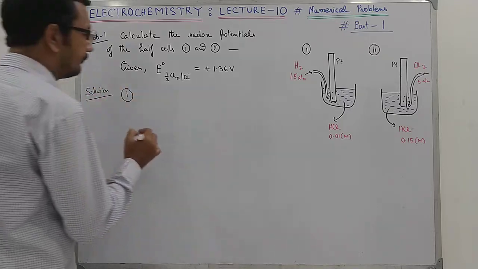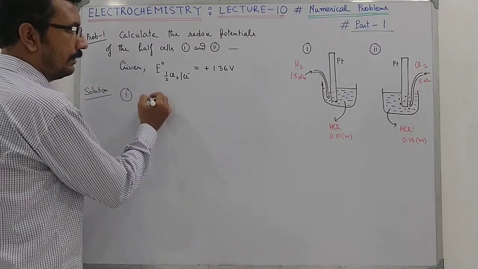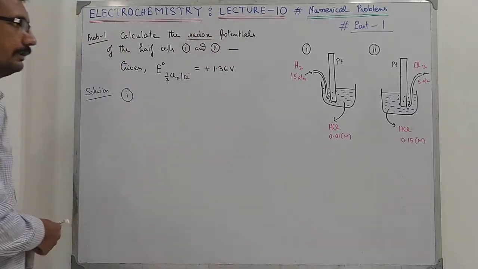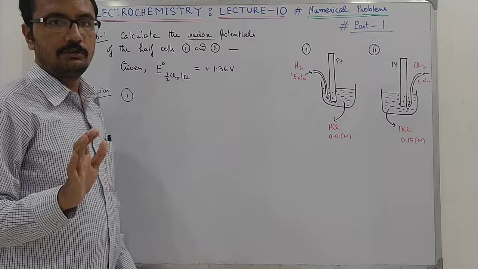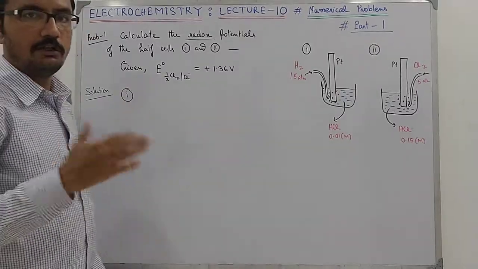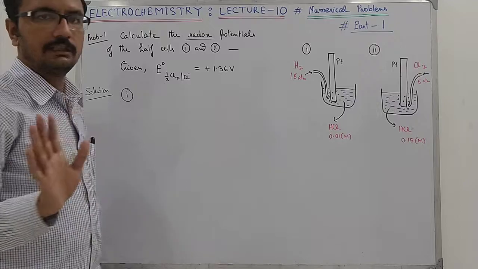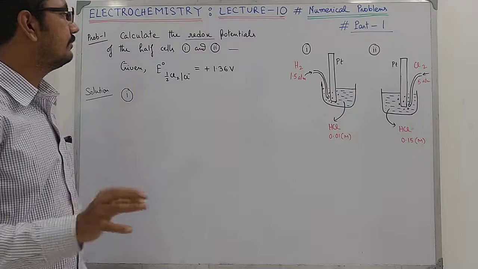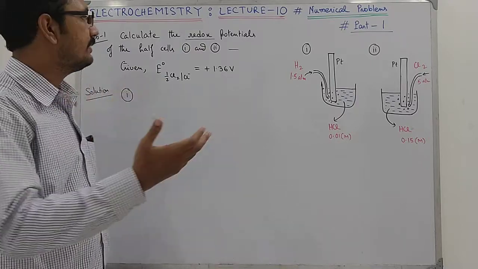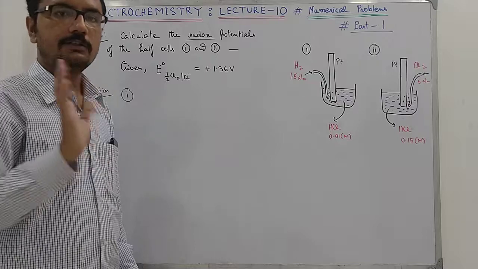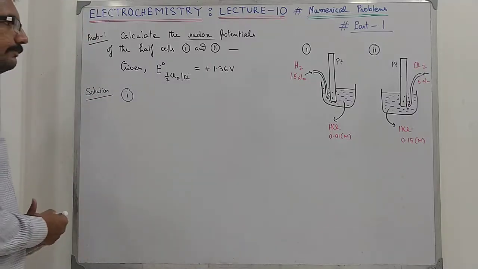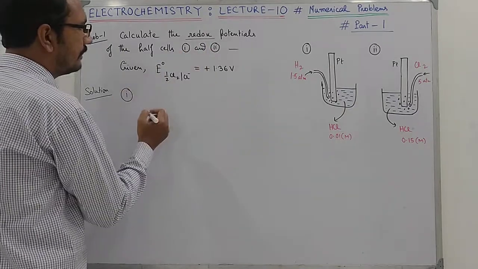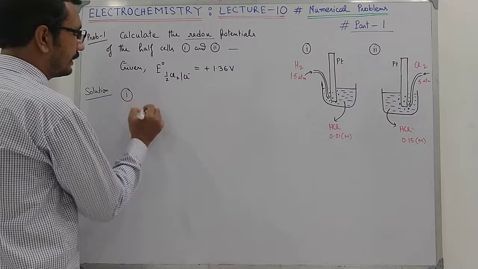So for half cell 1, it is given to calculate the redox potential. It is not mentioned whether you should determine the oxidation or reduction potential. You can do anything, no problem. But by convention, it is preferred to express the potential, if not mentioned, in reduction form. So let us express the redox potential in reduction potential format.